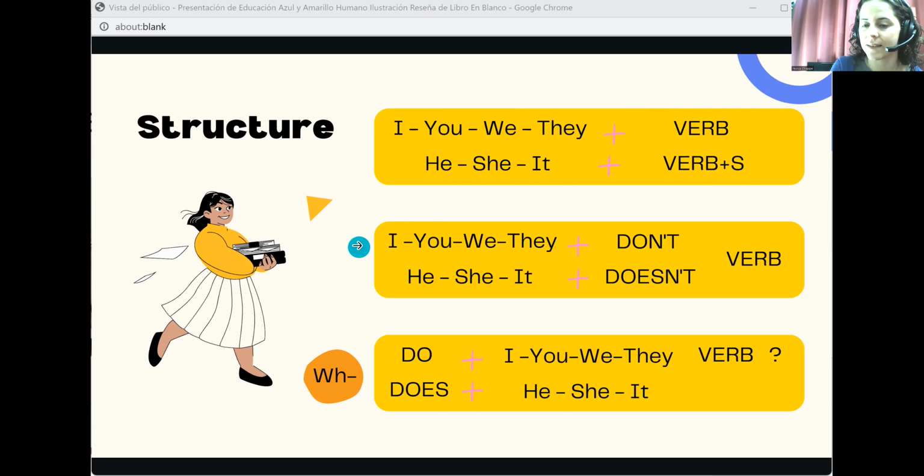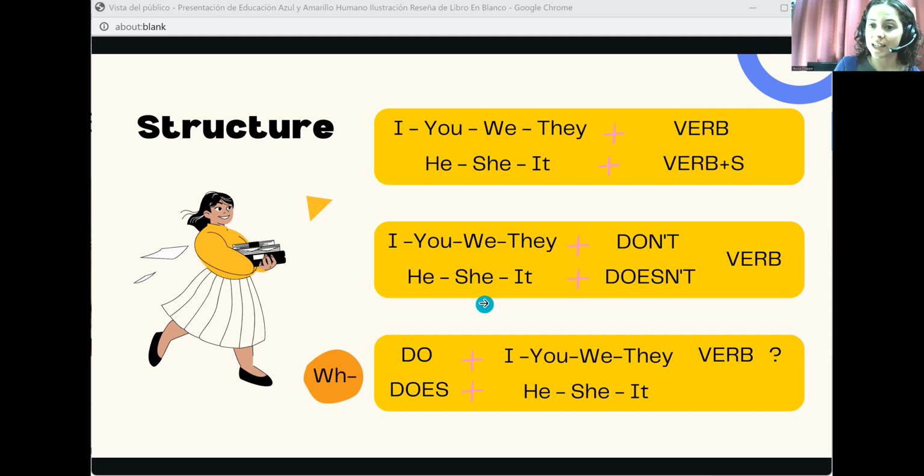What happens with the negative? Cuando digo que no, algo no sucede, no lo hago. Well, we need the auxiliary, don't or doesn't. If the person is I, you, we, they don't do something. For example, I don't speak Japanese. You don't live with me. We don't watch films. My brothers don't work in the evening.